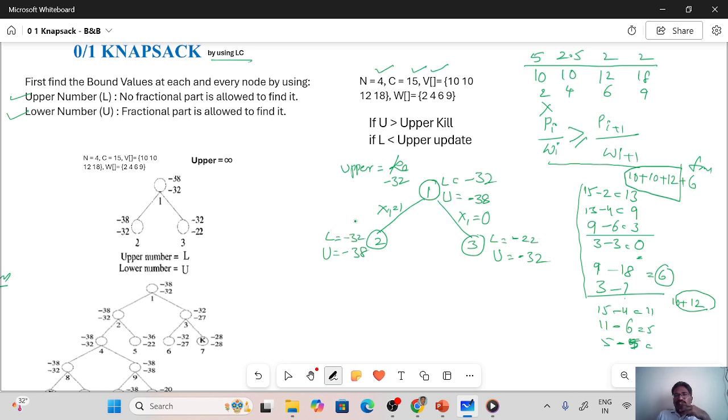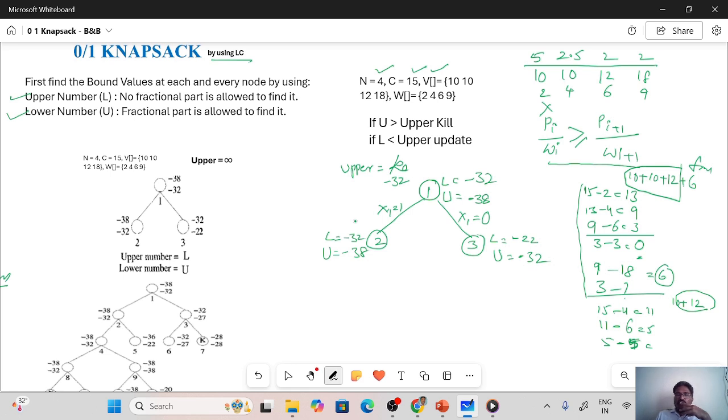Then observe the second condition. What is the second condition? Is L less than the upper? Minus 22 is less than minus 32? No, minus 22 is larger than minus 32. Observe the minus sign. So no need to update.